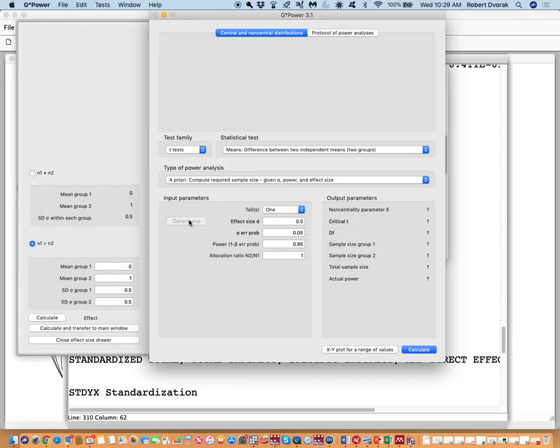You can also hit determine and it will allow you to plug in different types of, like here's your mean, your standard deviation. And obviously like the difference here is 1 divided by 0.5. That is a Cohen's d of 0.5, right? Like Cohen's d is mean 1 minus mean 2 divided by pooled standard deviation. In this case, you have 1 minus 0 divided by 0.5, which is 0.5. So anyway, you can calculate it, then you can transfer it to your main window or whatever.